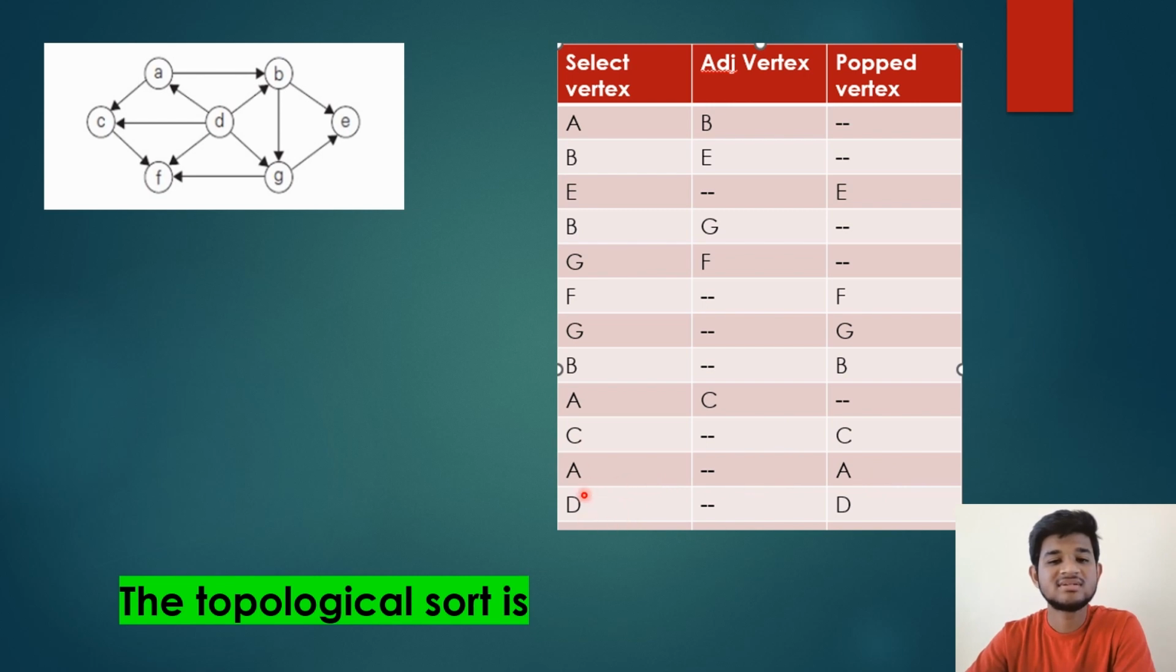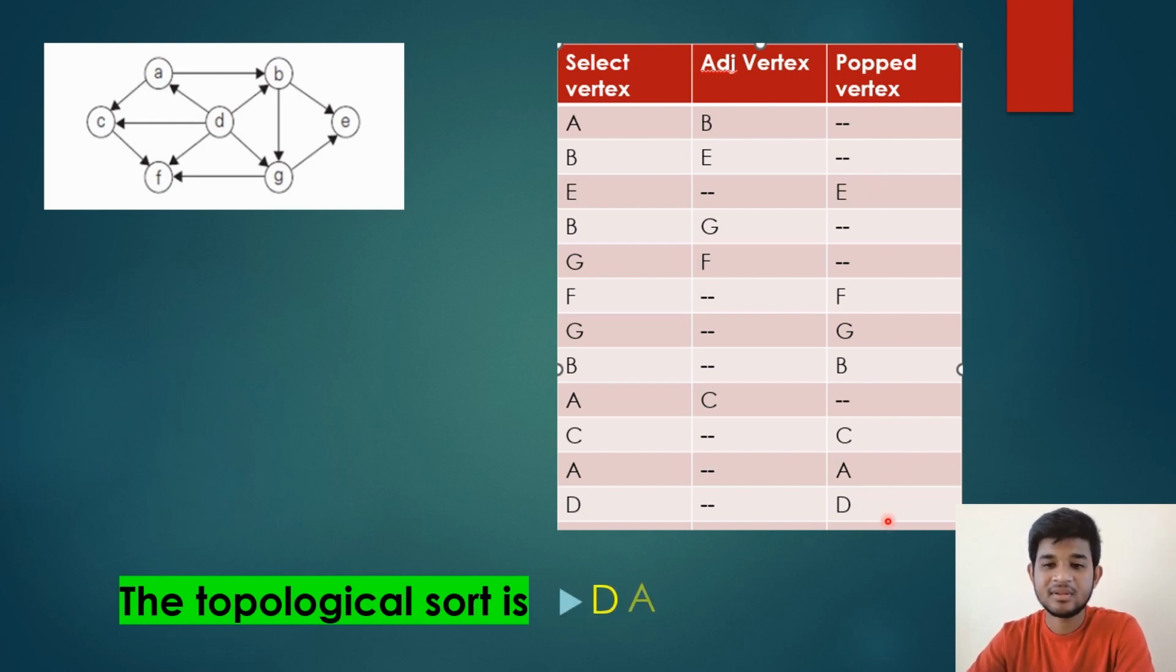Now the remaining vertex is D. Put it in the select vertex and find the adjacent vertices. There are 5 adjacent vertices, A, B, G, F, C, but all these 5 are already popped out. Therefore, the remaining D does not have any out degrees, so pop it out. Now, the topological sort is read from down to top of the popped vertex column.